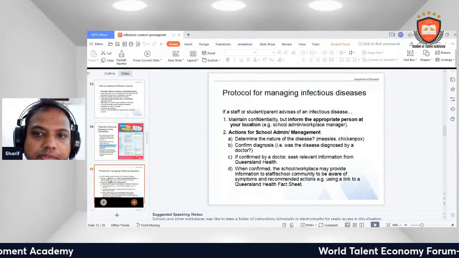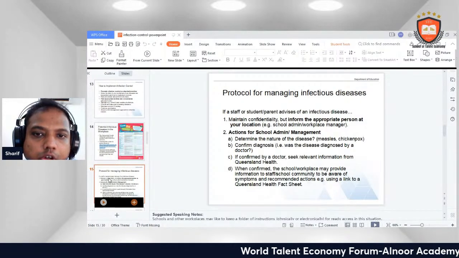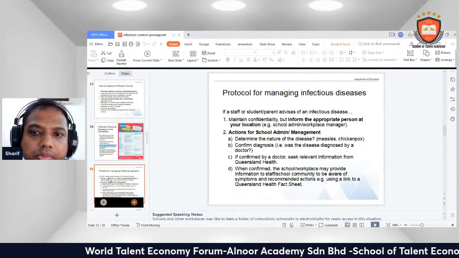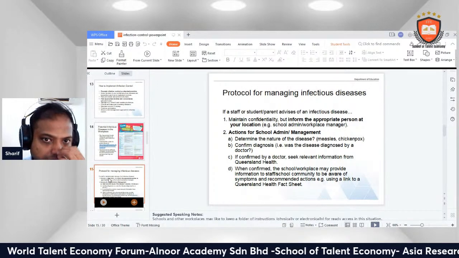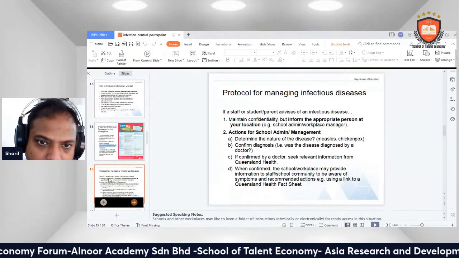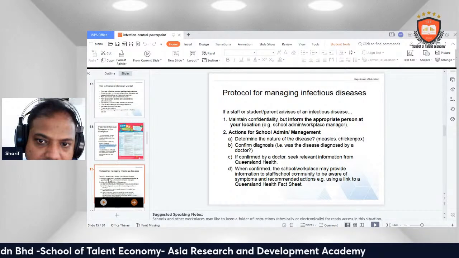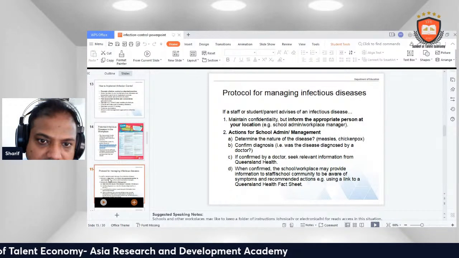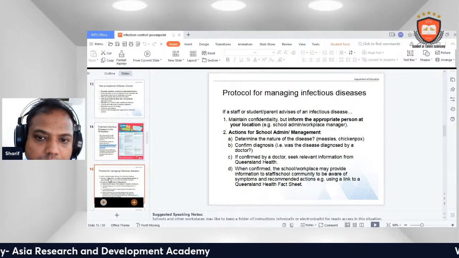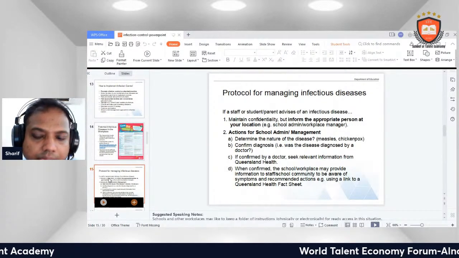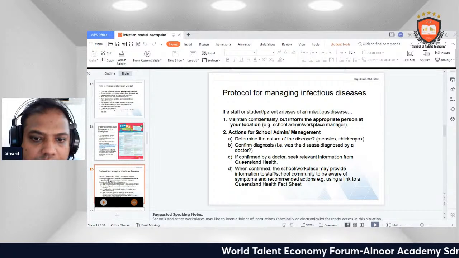Protocol for managing infectious disease: if a staff member, student, or parent advises of an infectious disease, maintain confidentiality but inform the appropriate person at your location. Action for the school admin or management: determine the nature of the disease and confirm the diagnosis. If confirmed by a doctor, seek relevant information from Queensland Health. When confirmed, the school or workplace may provide information to staff or the school community to be aware of the symptoms and recommended action, using a link to a Queensland Health fact sheet.